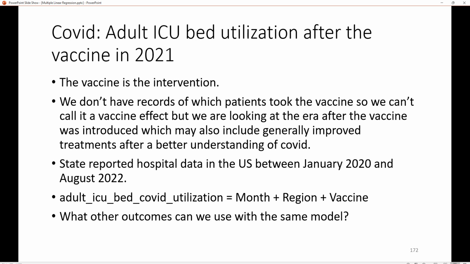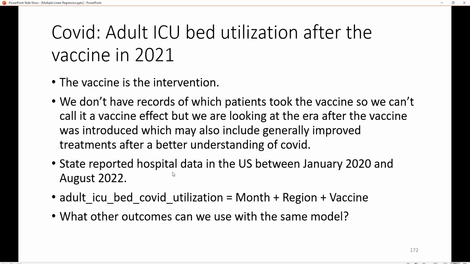And for the COVID study, we're looking at the adult ICU bed utilization after the vaccine in 2021. In this case, the vaccine is the intervention. We don't have records of which patients took the vaccine, so we can't call it a vaccine effect, but we are looking at the era after the vaccine was introduced, which may also include generally improved treatments after a better understanding of COVID.